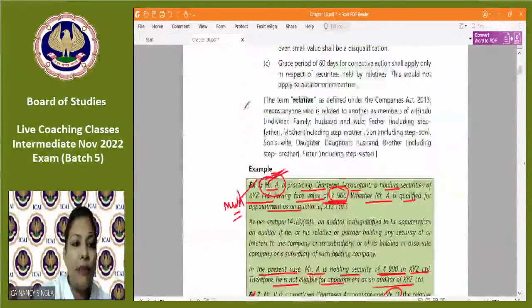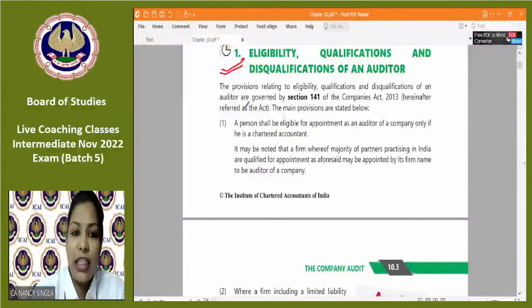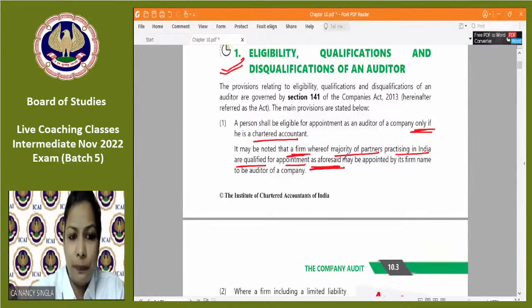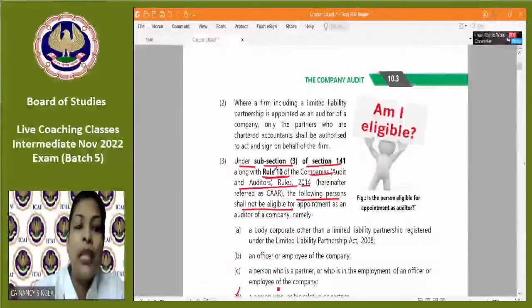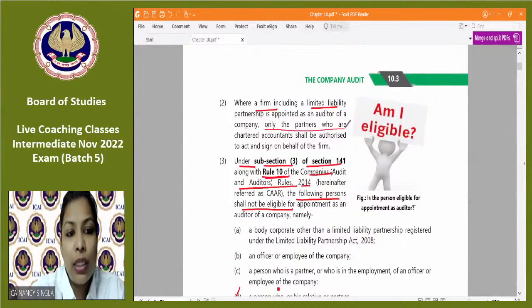So, till now what we have done: section 141, subsections 1 and 2. Subsection 1 says that a person is eligible only if he is a chartered accountant. In case of a firm, the majority of the partners practicing in India must be qualified for appointment as aforesaid. A chartered accountant may be appointed by its firm name as the auditor of the company. A firm, including an LLP, can be appointed, but only the partners who are chartered accountants should be authorized to act and sign on behalf of the firm. ठीक है.